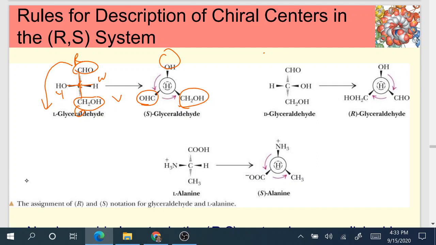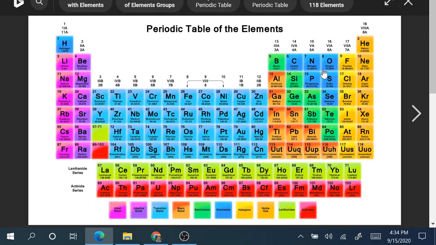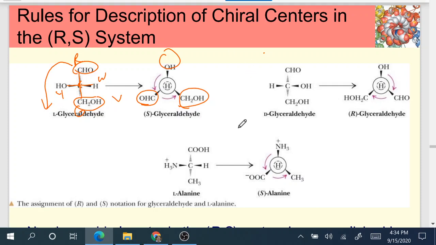So what you're going to do is prioritize these groups according to atomic number. Remember that from organic chemistry. Oxygen is number 8, carbon is number 6, nitrogen is number 7, fluorine is number 9, I don't think we're going to be dealing with that one, and sulfur is number 16. So these are some common ones that we'll be using. Hydrogen is number 1, and that's generally going to be your lowest priority group here. And so let's look and see what we have. Remember, we move away until we find the first point of difference.